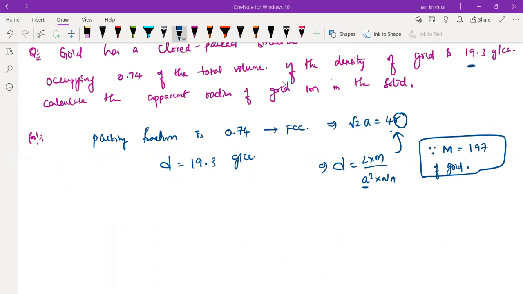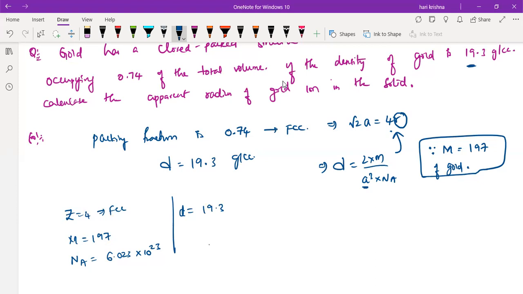Just substitute the values here, nothing else. You know Z equal to 4 for FCC, and M value is already given, that is 197. NA value you know, that is 6.023 into 10 power 23, and density value already given, 19.3. So substitute these values, and we get the answer.